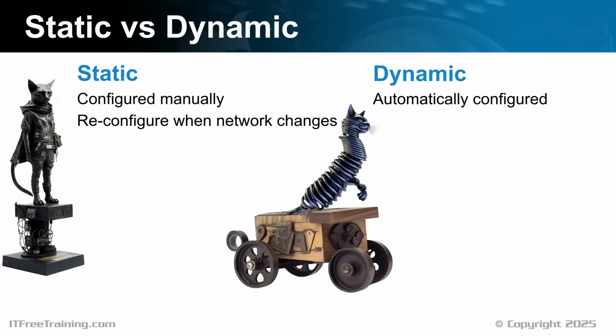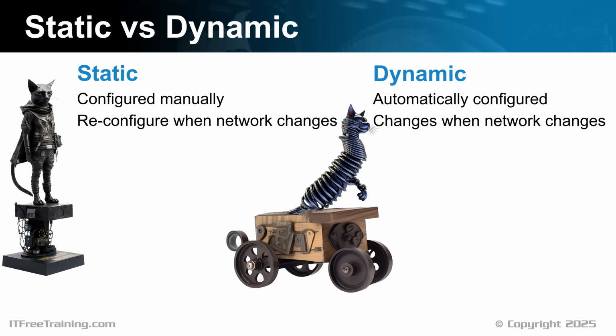This makes it problematic with devices like laptops when they move between networks, since each time they will need the networking manually changed for each network. Dynamic, in contrast, will detect the network has changed and request configuration for that network.